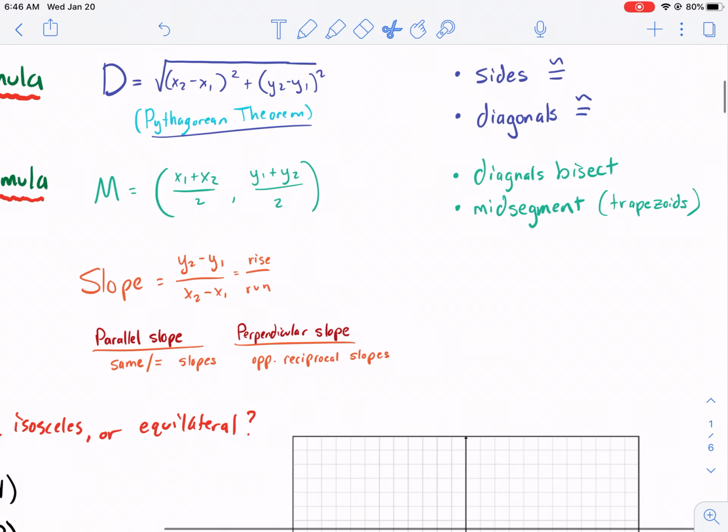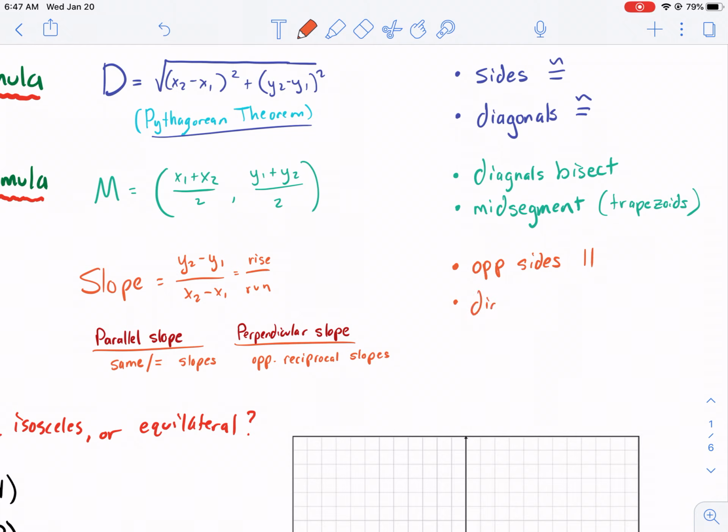Why do we need to know if sides are perpendicular or parallel? Well, this helps us with a couple things. One, we can see if opposite sides are parallel. Why would we need to know that? Well, if opposite sides are parallel, then we know it's a parallelogram. Or we can figure out if it's a trapezoid, if it only has one set of parallel sides.